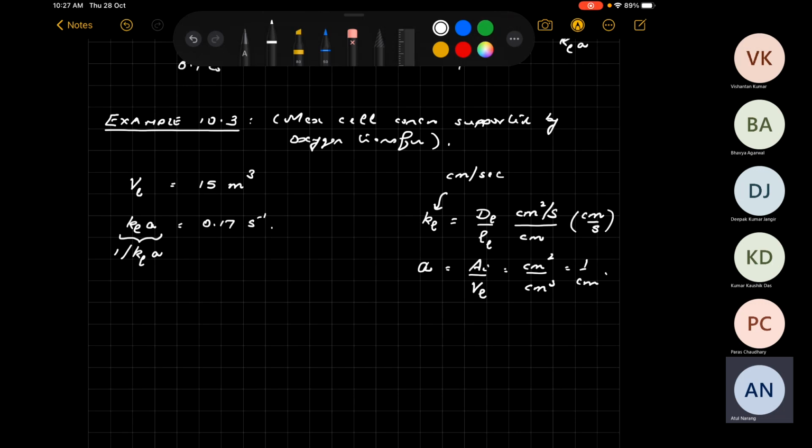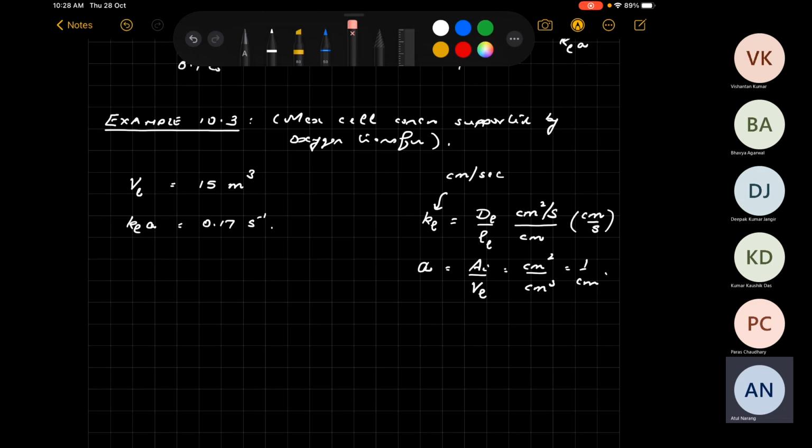If I write KLA is equal to 0.2 per second, it means that 1 over KLA, which is about 5 seconds, is the approximate time scale on which oxygen concentrations change significantly. This will come through later on. But anyway, keep in mind that the units of KLA are per unit time.